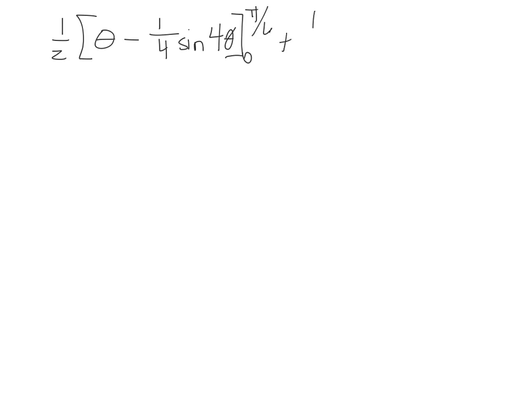So it'll be 1/2 times the integral of 1 is theta minus the integral of cosine 4 theta is 1/4 sine 4 theta, and that is evaluated from 0 to pi over 6, plus the 1/2 out in front times the integral of 1 is theta plus the integral of cosine 2 theta is 1/2 sine 2 theta, and this is evaluated from pi over 6 to pi over 2.